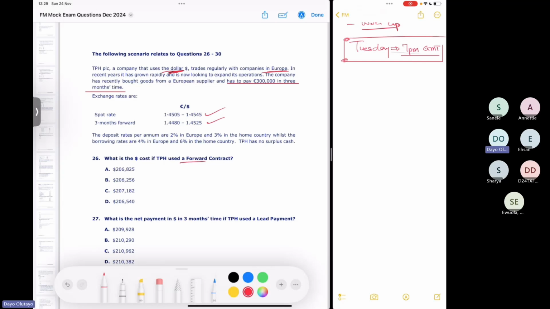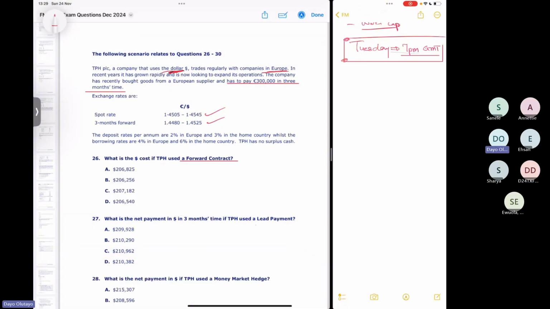how do you use a forward contract? That is 26. How do you use late payment? Then 27, and money market. So this actually is covering all the three possibilities that you can be asked, which is really good.